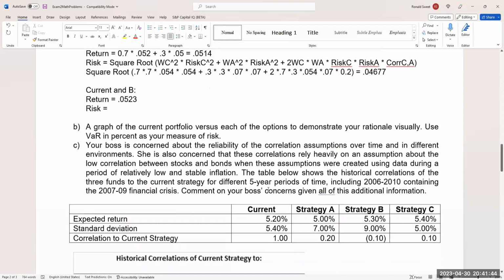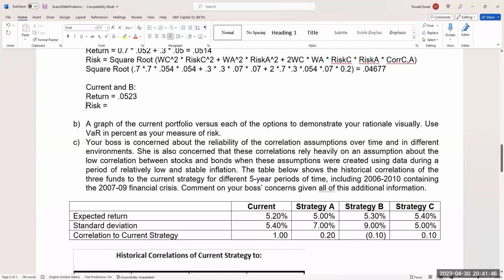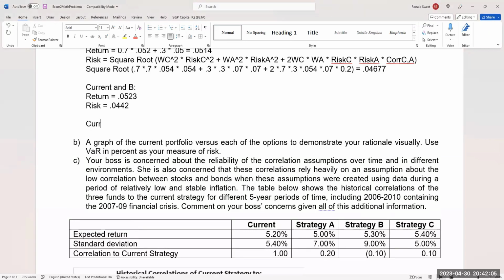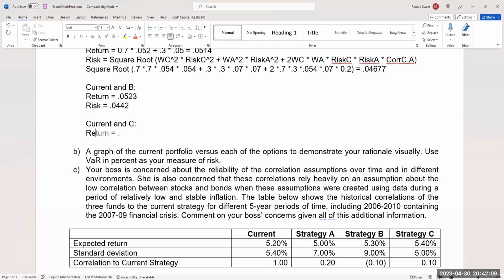So for B, you use the first part exactly the same, then 0.3, but then you use 9%. And then the last part is the same, except you use 9% and you use -0.1. When you do that, you should get 0.0442.